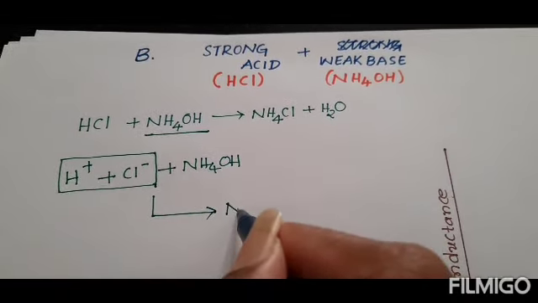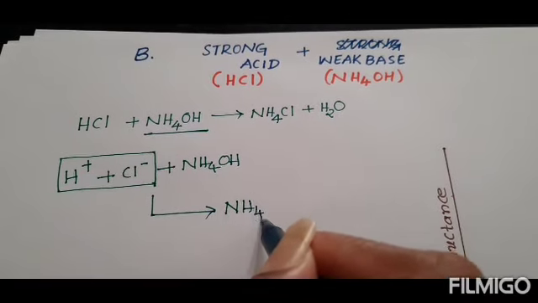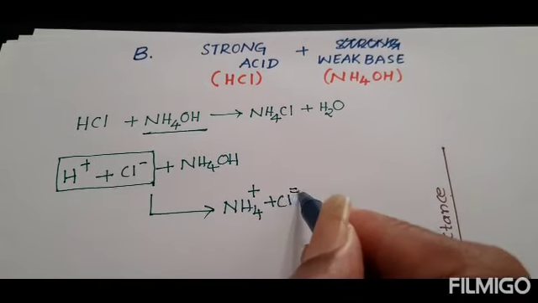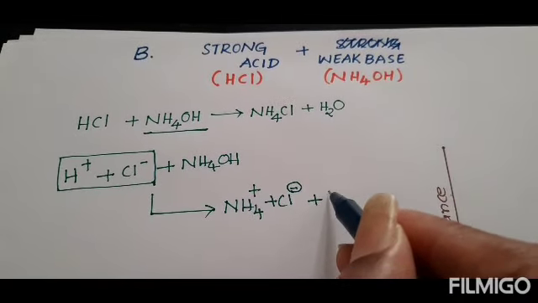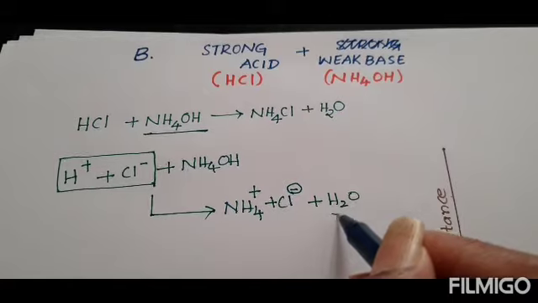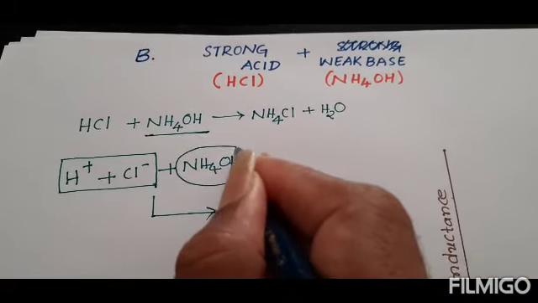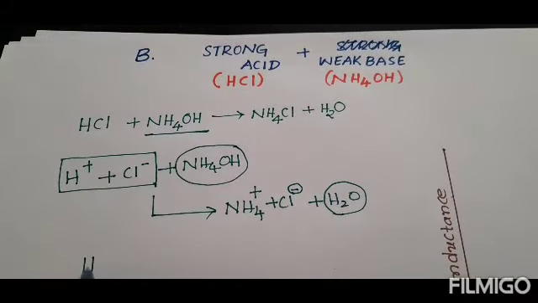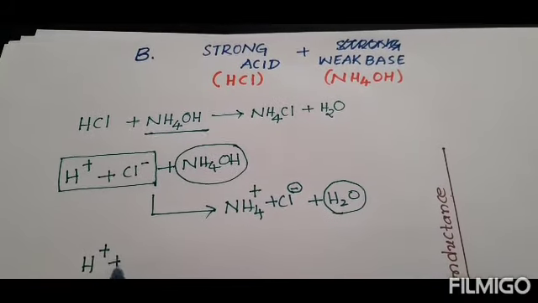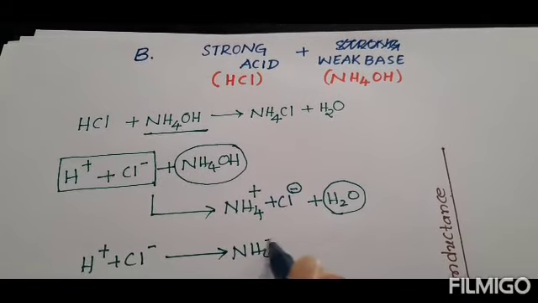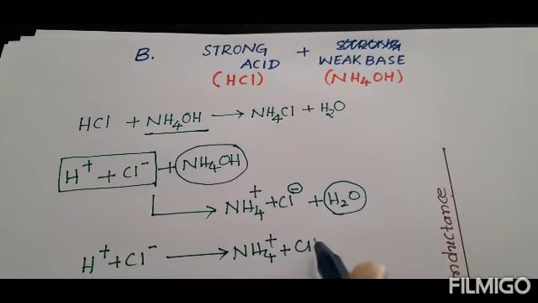Because of titration, because of the neutralization reaction, NH4Cl is formed plus H2O. It will not conduct the electricity. NH4OH is a weak base. So overall the conductance is due to the H plus and Cl minus. It will be converted into NH4 plus and Cl minus.